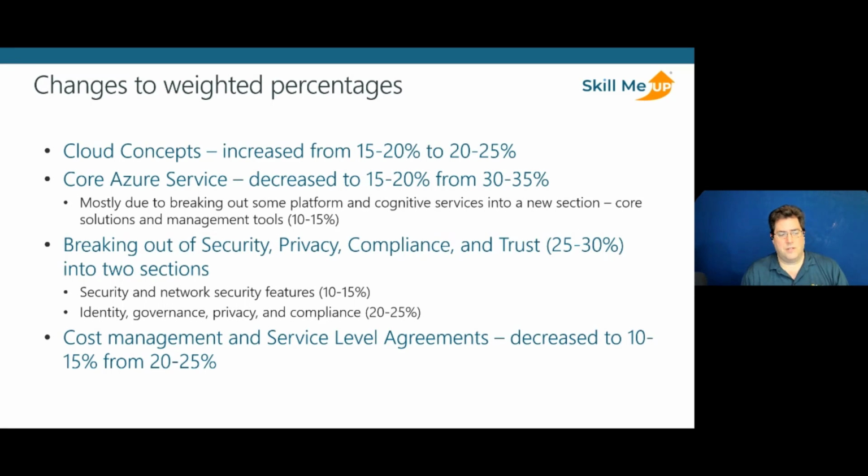And then, to accommodate some of these new sections, they decreased the percentages and weighted values of others. They decreased the cost management and service level agreements from 20 to 25, about a quarter of the exam, to only about 10 to 15%, which I think is again a good change, because previously you spent a lot of time understanding service level agreements and composite service level agreements and different things in terms of Azure Advisor and costing. But from a fundamental standpoint, understanding it at a high level is plenty for you. As you go down the path of administering in Azure, you get a lot deeper into that, depending on your role and the role direction you go in.